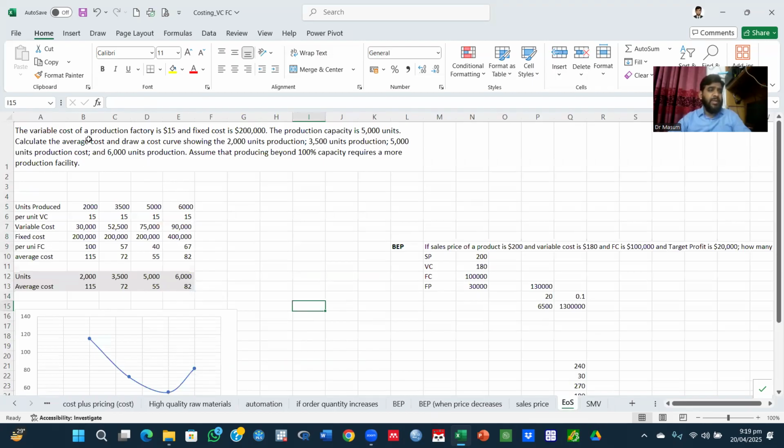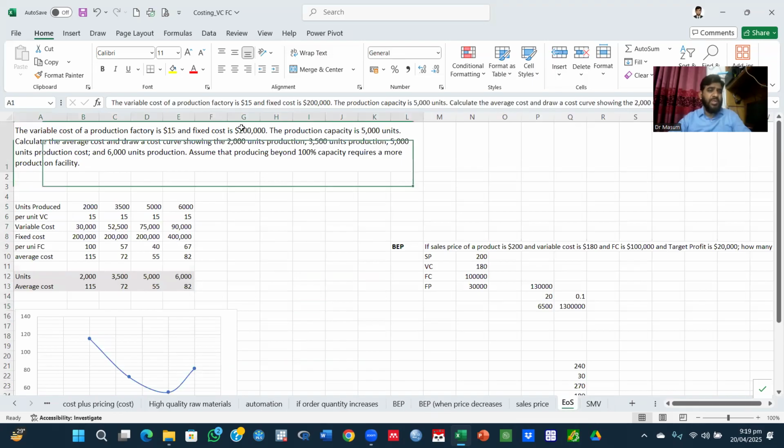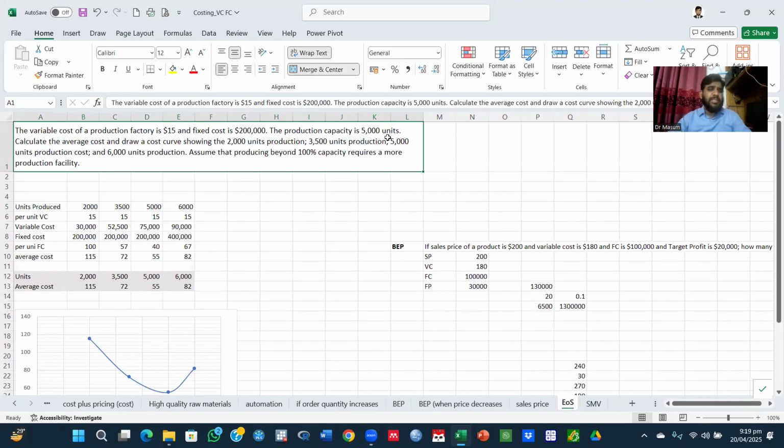Here you can see economies of scale. Say for an example, the variable cost of a production factory is 15 and fixed cost is 200,000. The production capacity is 5,000 units. Calculate the average cost and draw a cost curve. Average cost means variable cost and fixed cost on average. Cost curve showing the 2,000 units production, 3,500 units production, 5,000 units production and 6,000 units production.